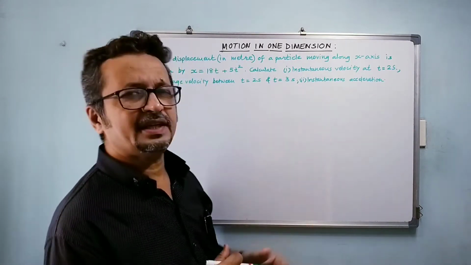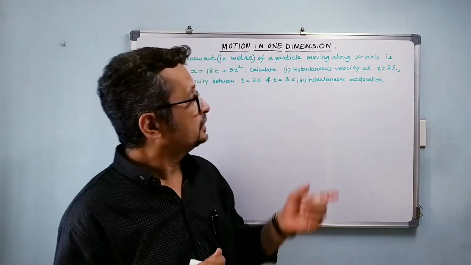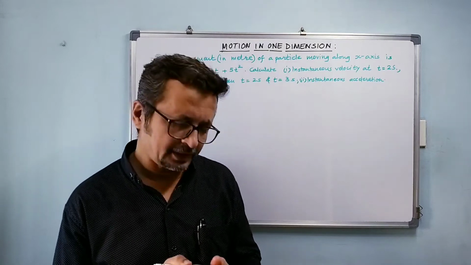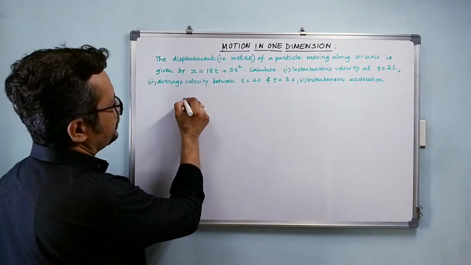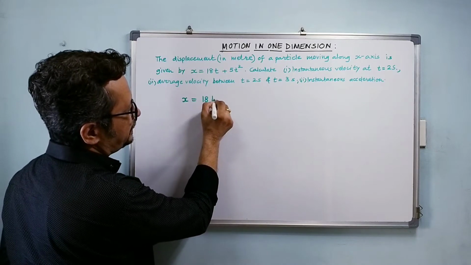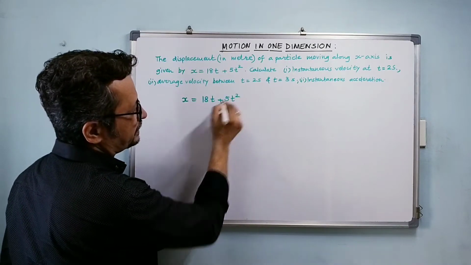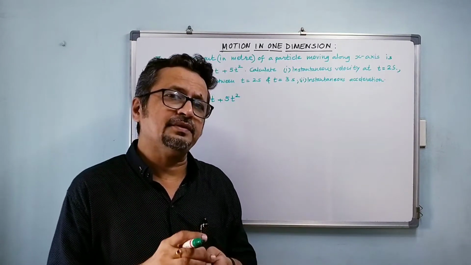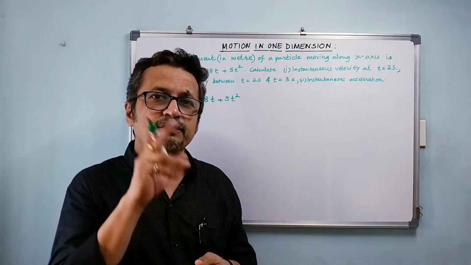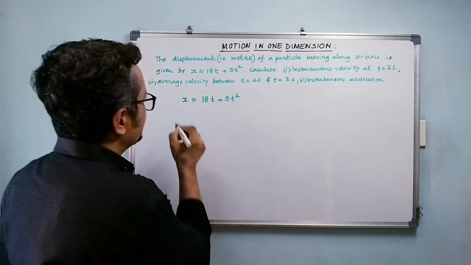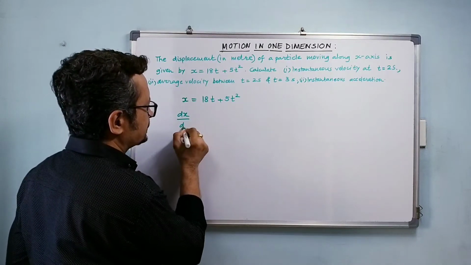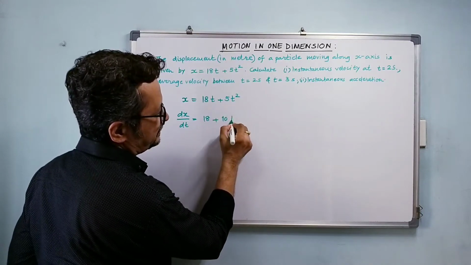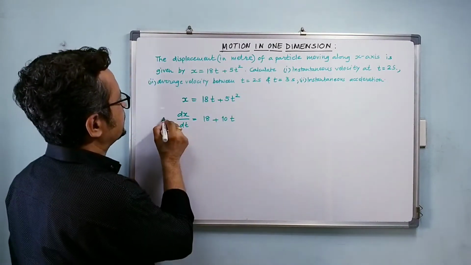Then the third part is instantaneous acceleration. So: instantaneous velocity, average velocity, and then instantaneous acceleration. Let us see how to do this. Now what is the relation here? x equals 18t plus 5t squared. We want instantaneous velocity, and we have the expression for displacement. For velocity we will differentiate. So dx by dt equals 18 plus 5 into 2, that is 10t, and that is my velocity.